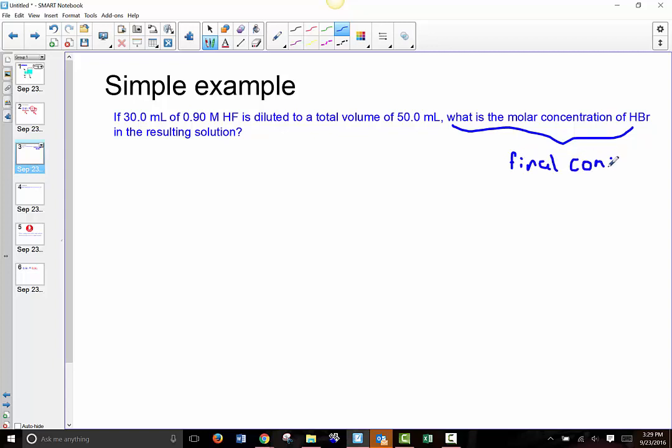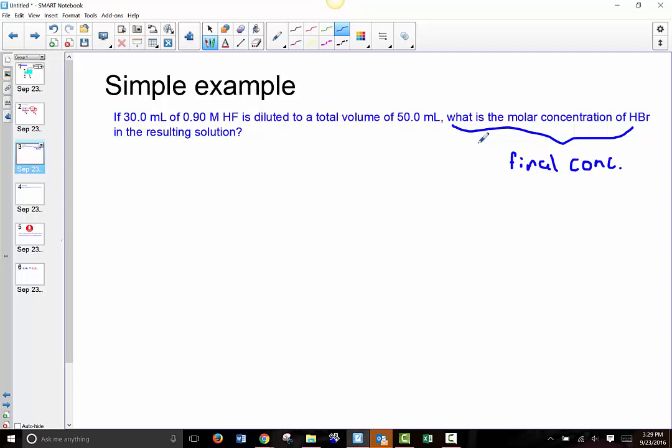The first step in solving any of these questions in chemistry is making sure you understand them. And sometimes breaking it down into more simple terms is a really great way to do that. So if you don't like the way it's written, rewrite it for yourself. What am I looking for here? Final concentration. So we're going to use our formula.